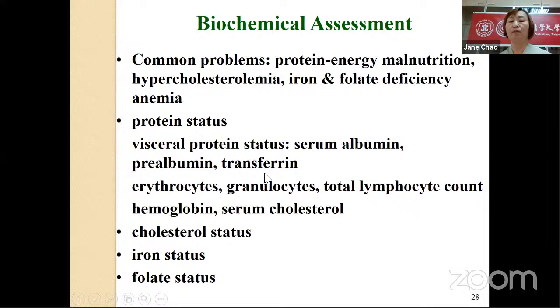And also we can use the number of cells, because the major composition of cells is protein. So we also can measure the number of cells to indicate protein status. For example, we can measure the number of erythrocytes, the number of granulocytes, which are a kind of white blood cell, and total lymphocyte count. So those cell counts also indicate protein status. What else? We can use proteins in the body to reflect protein status, for example, hemoglobin and serum cholesterol.